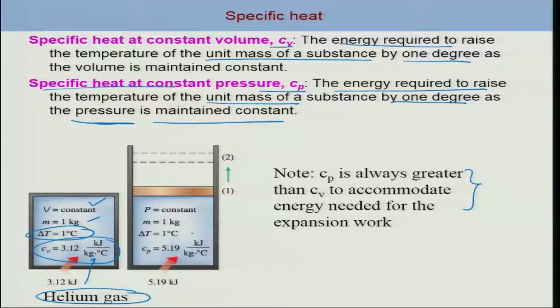On the other hand, when you consider a movable piston here, which means the volume can change, you need more energy in order to accommodate expansion work, and thus more energy for changing the temperature by 1 degree Celsius, and thus your Cp is higher than Cv. Okay, so that's the typical behavior of Cp and Cv. Cp is usually greater than Cv.